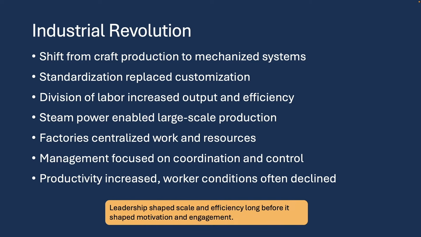From a leadership standpoint, the focus during this era was control, coordinating people, machines, and materials to maximize productivity. While efficiency improved, worker well-being was often overlooked. This tension between output and human costs set the stage for later movements in operations management. The key lesson here is that leadership priorities shape operational outcomes for better or worse.